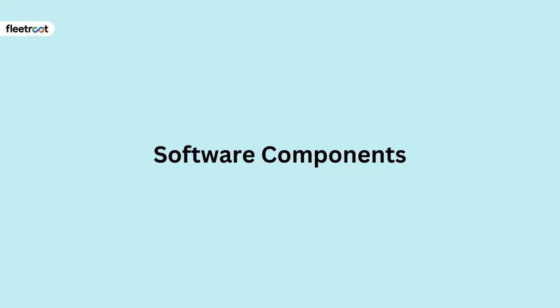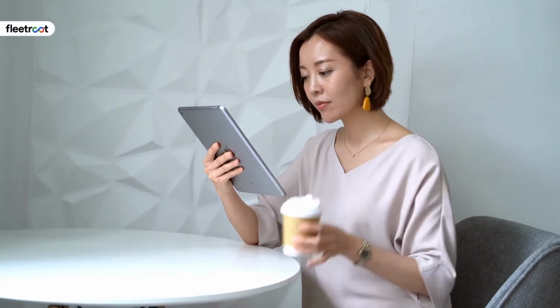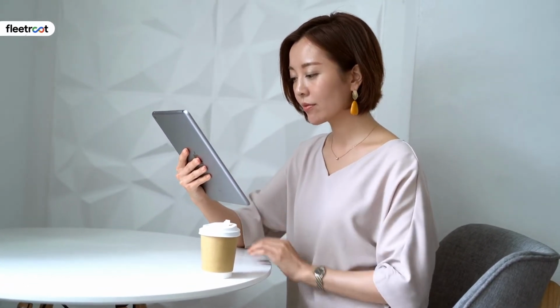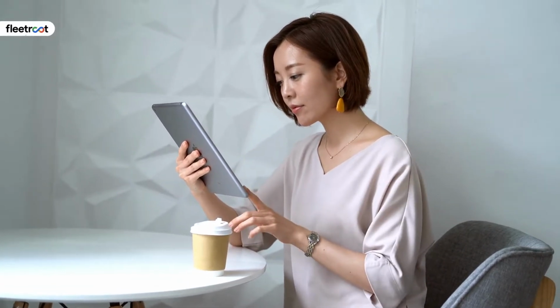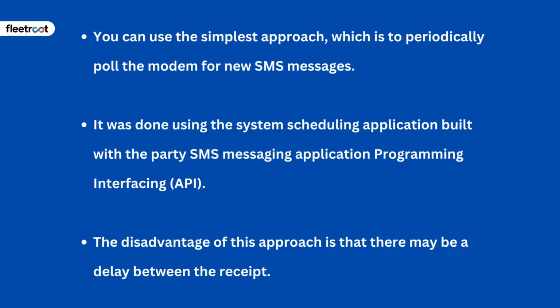There are basically two ways to handle incoming SMS messages, and each of these methods has its advantages and cons. The AT+ command sets support online notification of received SMS messages. The advantage of using this online notification is that the client becomes aware as soon as the new message is received. You can use the simplest approach, which is to periodically poll the modem for new SMS messages. It was done using the system scheduling application built with the third-party SMS messaging application programming interface (API). The disadvantage of this approach is that there may be a delay between the receipt.